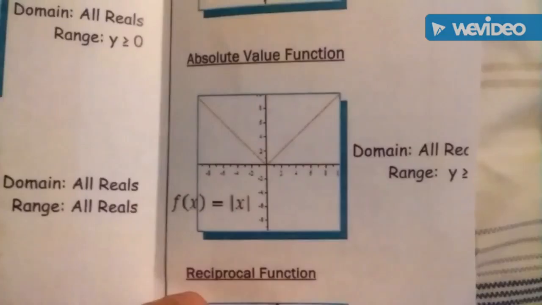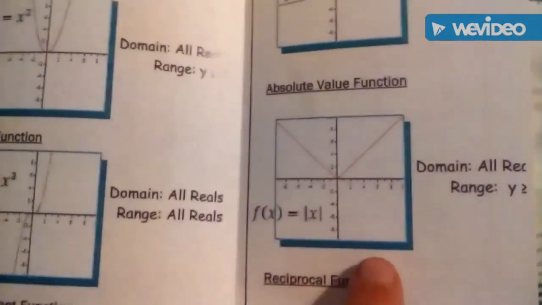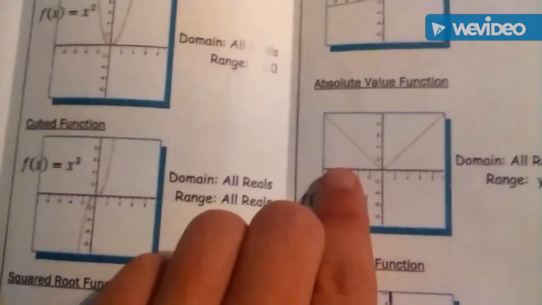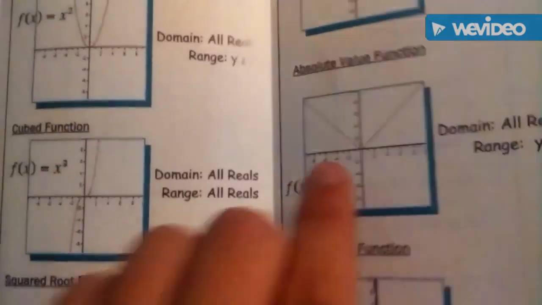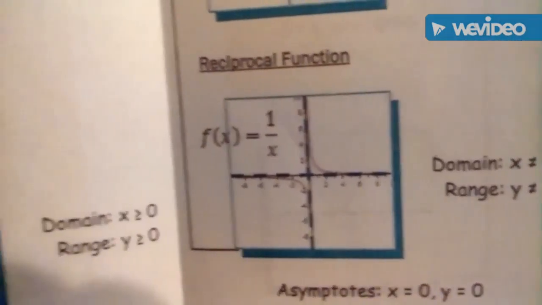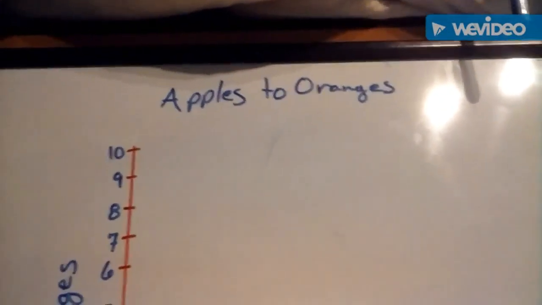It goes like that. Absolute value function. It's like this because it's the distance away from 0. So if it's a negative, say -3, it'd still be 3 away from 0. And reciprocal function, which is the reciprocal of what you have. It looks like that. Since we know relatively how graphs work, let's make a graph.